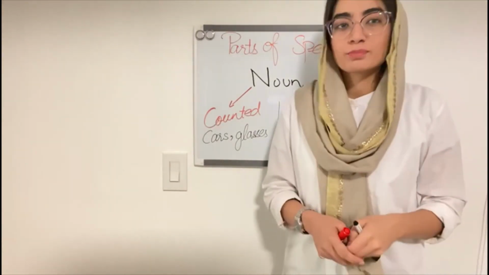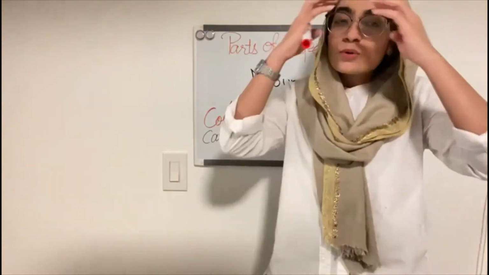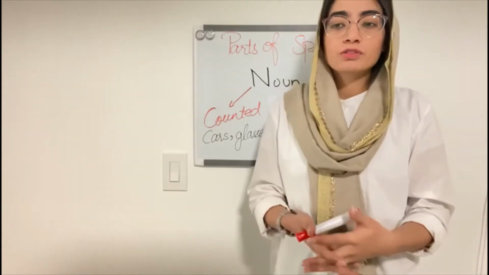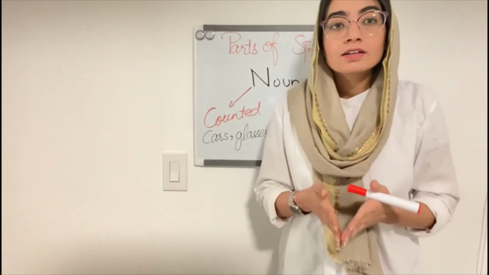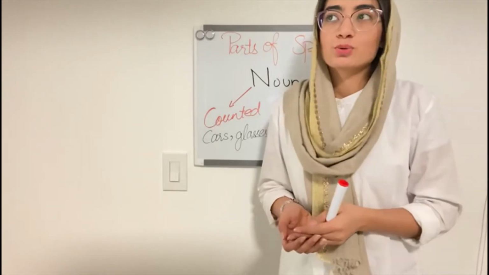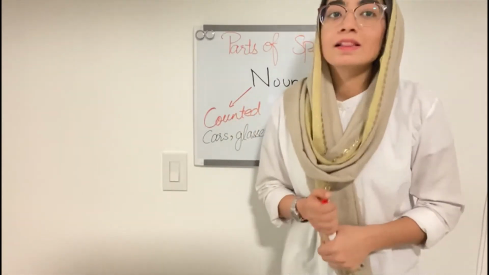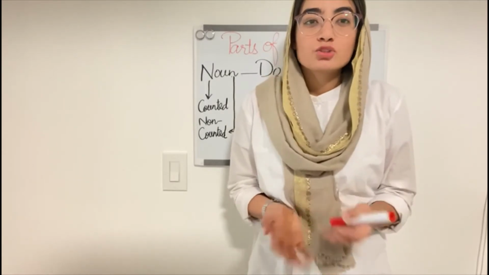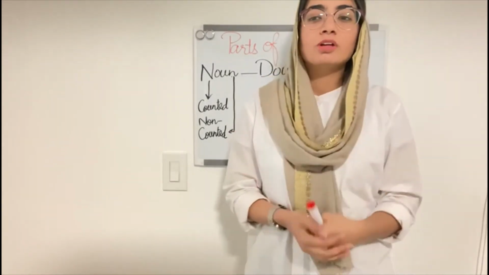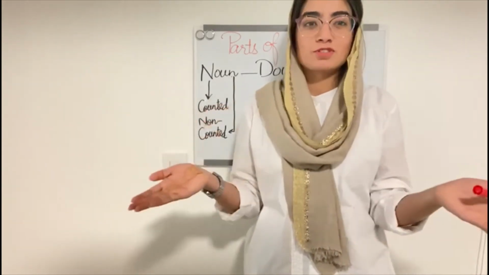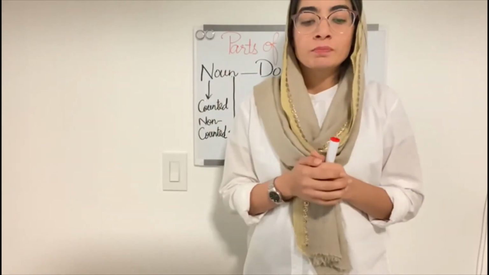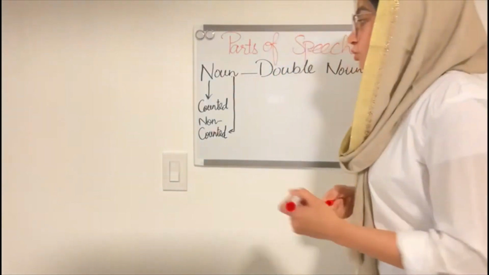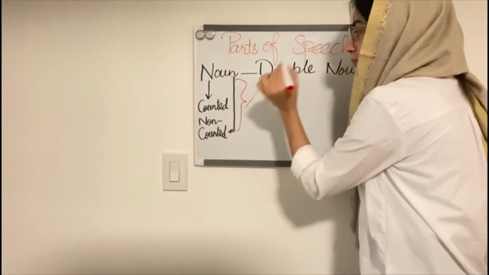Then we have one more important thing, and that is we also have double nouns. Have you ever heard of double nouns? Yes, surely you must have heard of double nouns, but you don't know that they are categorized as double noun. So the next thing we are going to learn is double noun. Here comes double noun. Double means noun that is two times. A double noun is a noun that is countable as well as uncountable. So combining these two makes up a double noun.